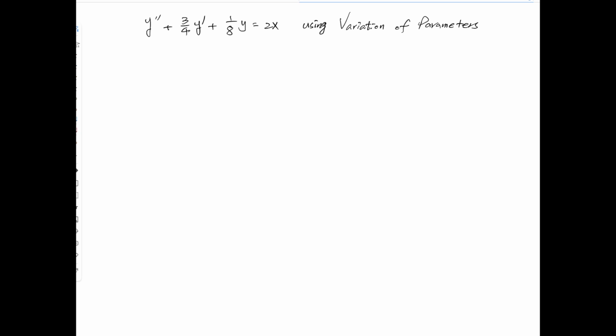Okay, let's work on this problem. You are given a differential equation and you need to use variation of parameters. So first we need to find the auxiliary equation, and that is m squared plus 3 over 4 m plus 1 over 8 equals 0. No prime, no m. Use your calculator to find the roots of this polynomial, and you're going to have m equals negative 1 over 4 and m equals negative 1 over 2.